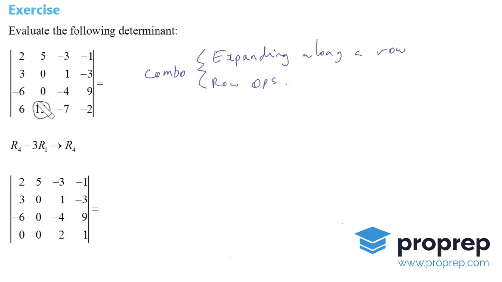and that brings us here: 15 minus 3 times 5 is 0, minus 7 take away minus 9 is 2, minus 2 take away 3 times minus 1 is 1. This is what we get.